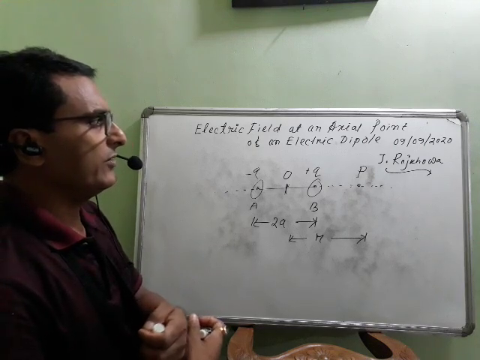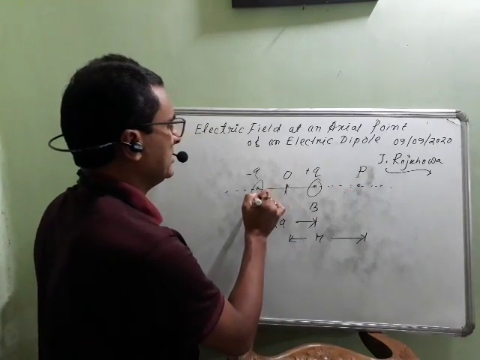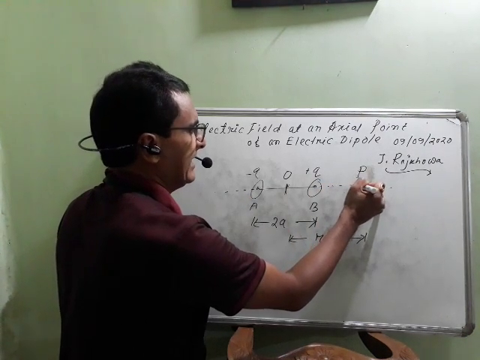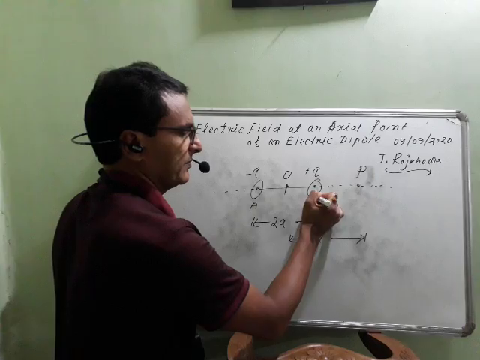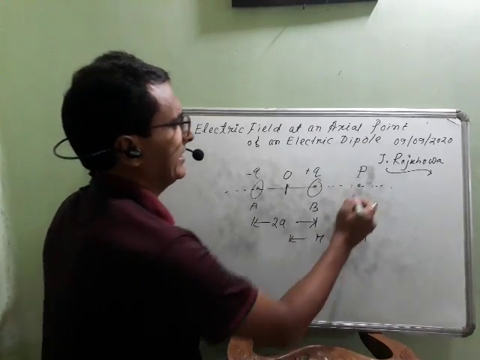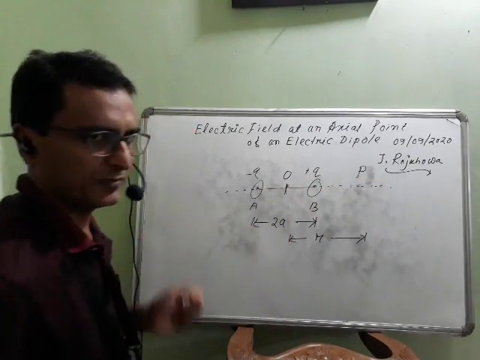For that, what we will do? We will find the electric field at P due to this charge first, and then the electric field at this point due to this charge. Then we sum up these two electric fields to find the resultant electric field at P due to both the charges.